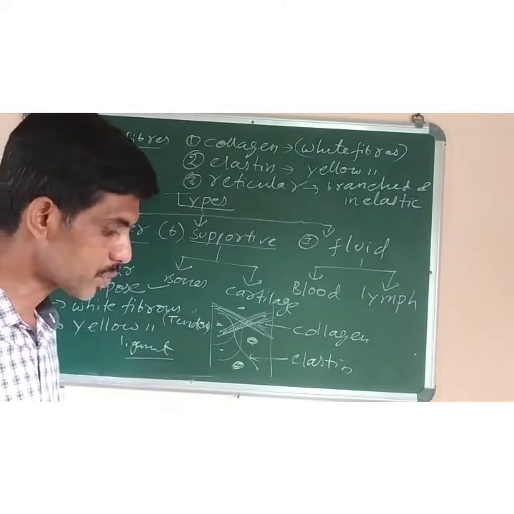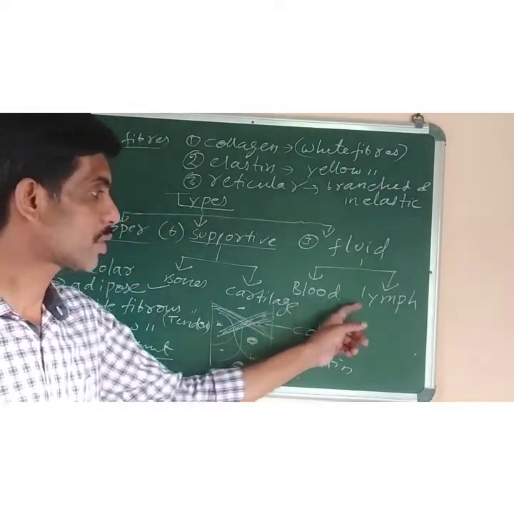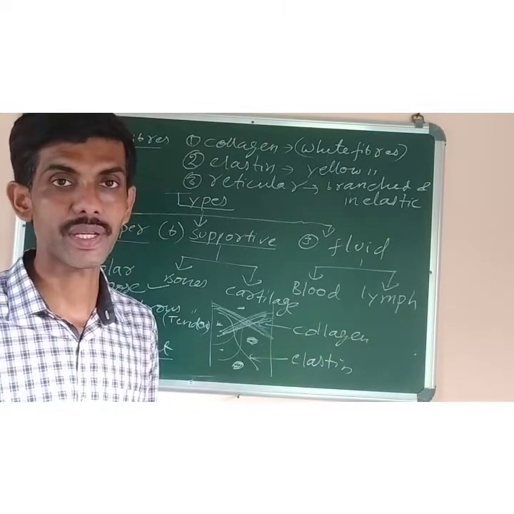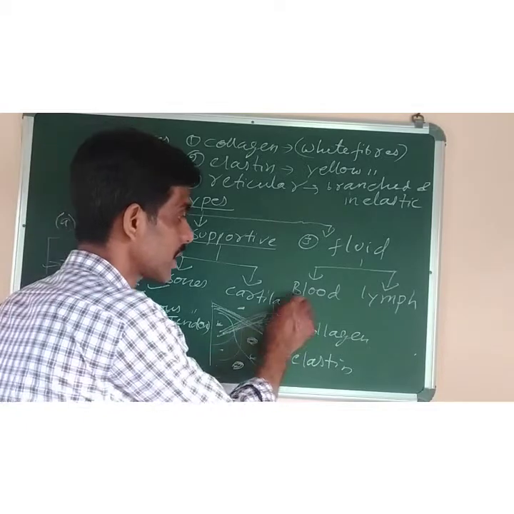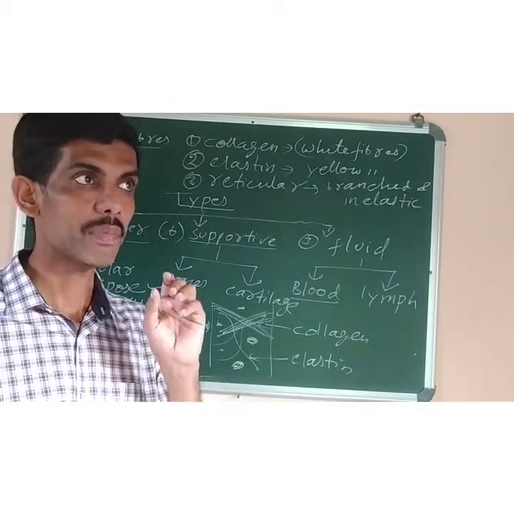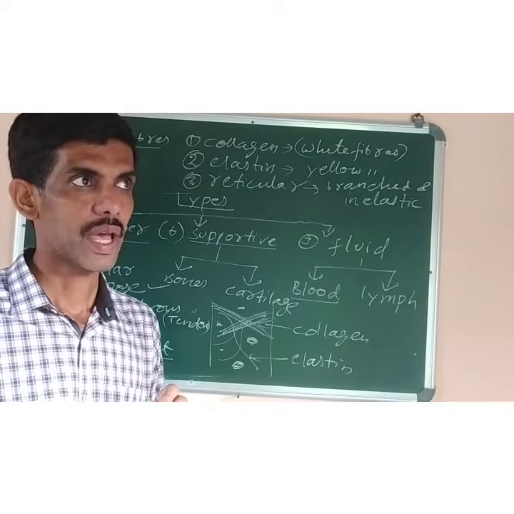Alright. Now next we have fluid connective tissue. There are two types of fluid connective tissue. Why is it called fluid? Because it is in a liquid state. Like blood is a fluid connective tissue, and you know blood is a red colored fluid which flows inside our blood vessels like arteries, veins and capillaries.